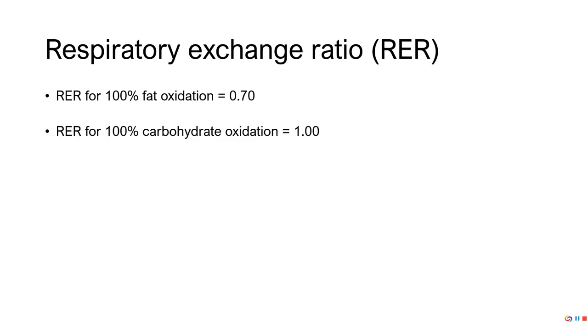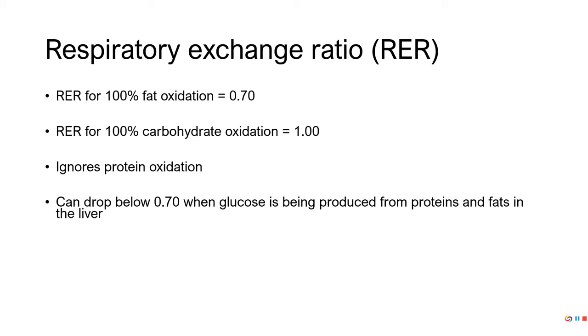With RER, if we're using 100% fats, we'll get a value of 0.70. If we're using 100% carbs, we'll get a value of 1.00. One important thing to know about RER is that it doesn't take into account proteins. That's not that big of a deal because we don't use that much protein directly for energy. It is possible that our RER can drop below 0.70, and that's when we're producing glucose from fats and proteins. I was getting ahead of myself.